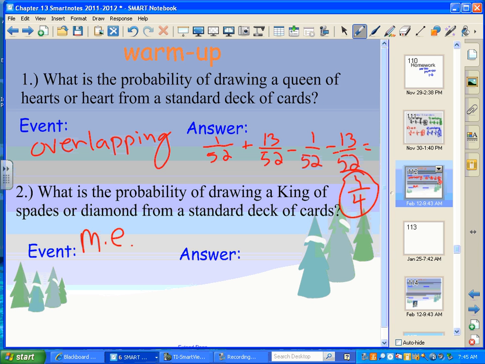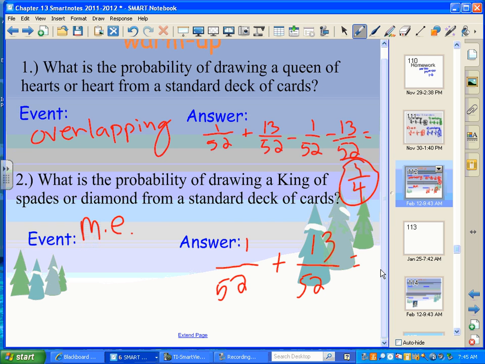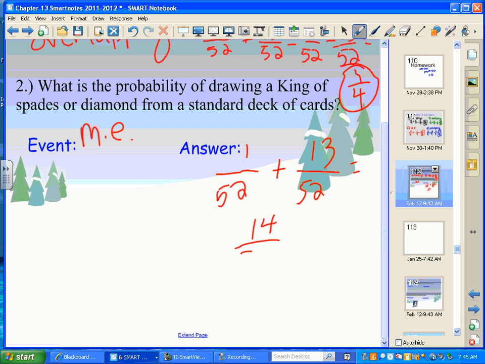Okay, so Sean, what did you add on these ones? Good. So we get 14 over 52. Let me move this down. So Alyssa, completely simplified? Good. 7 over 26. Okay, questions on either of those? Raise your hand if you got both of those right. Just curious how you guys are doing with this.